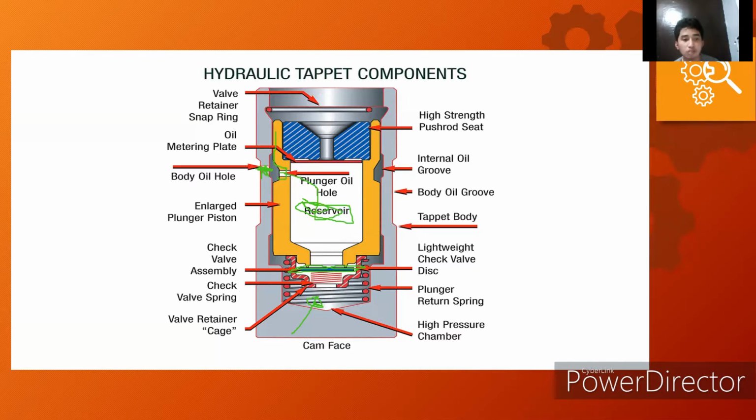So next is the oil metering plate dito sa taas, valve spring, high strength push rod seat. Yan ang nakakonekta naman papunta sa rocker arm. And then merong internal oil groove. Ito yung mga allowance na kapag nag-lock itong mechanism na to is dyan may ipit yung oil. And then merong tappet body, syempre yung katawan niya mismo. Yun ang pinaka-mostly na component niya. So next slide po.